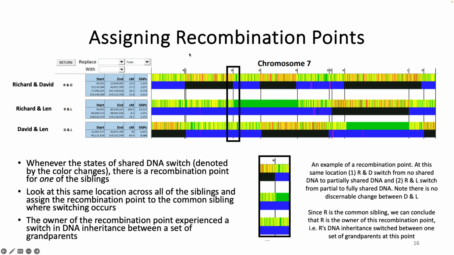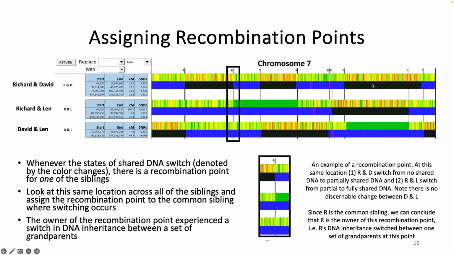And so what you'll do is type in the letter R right up top here to denote that this is a point in the chromosome where the DNA is going to switch for Richard, not for Len, not for David. And at that point, it is going to switch for Richard between one of his grandparents. We don't know if it's a paternal grandparent or a maternal grandparent, but for one of them, it's going to change. So the first step, and this takes some time, is to go through each of the sections of DNA and assign recombination points across the chromosome.